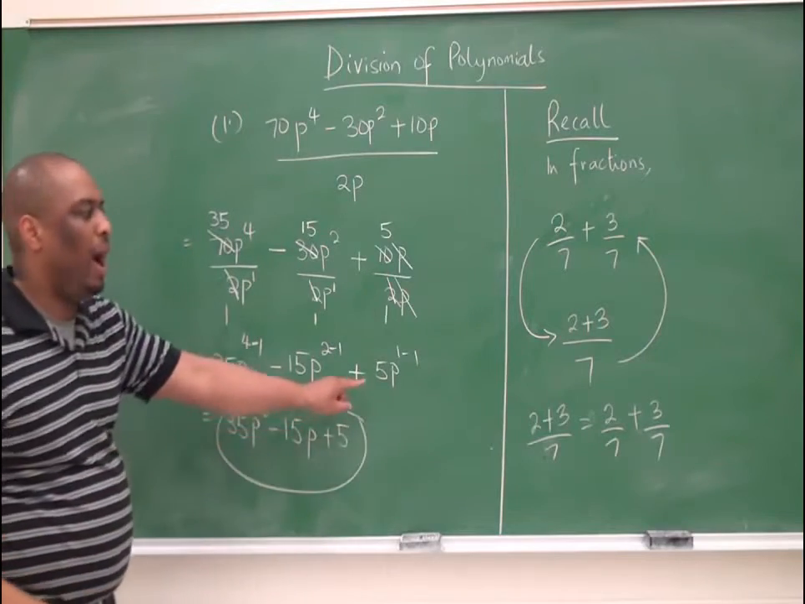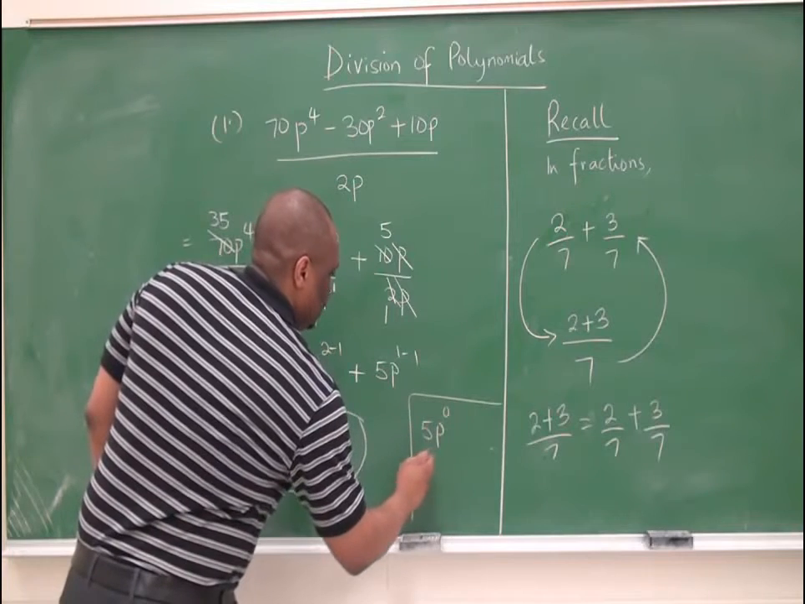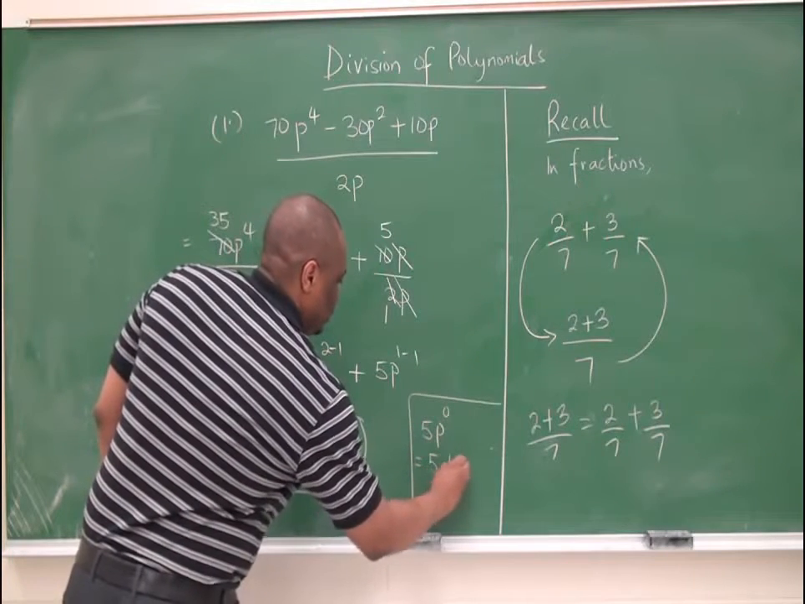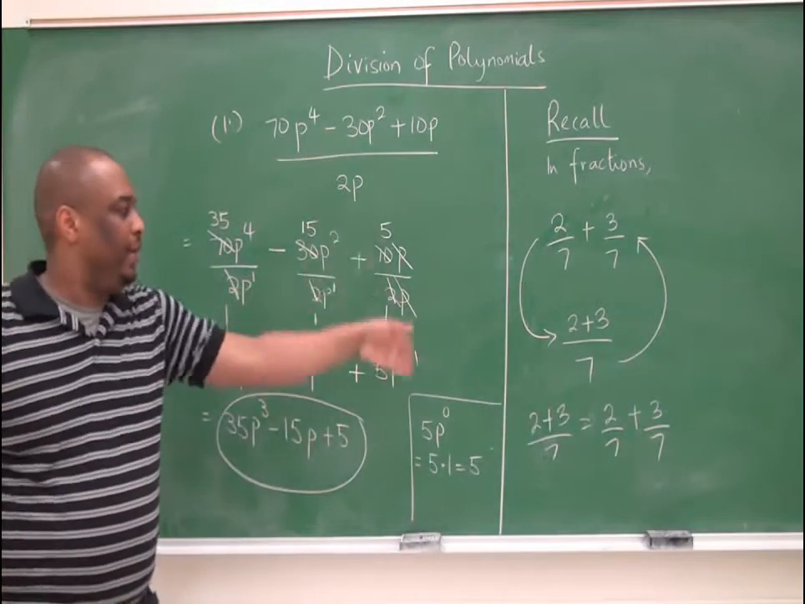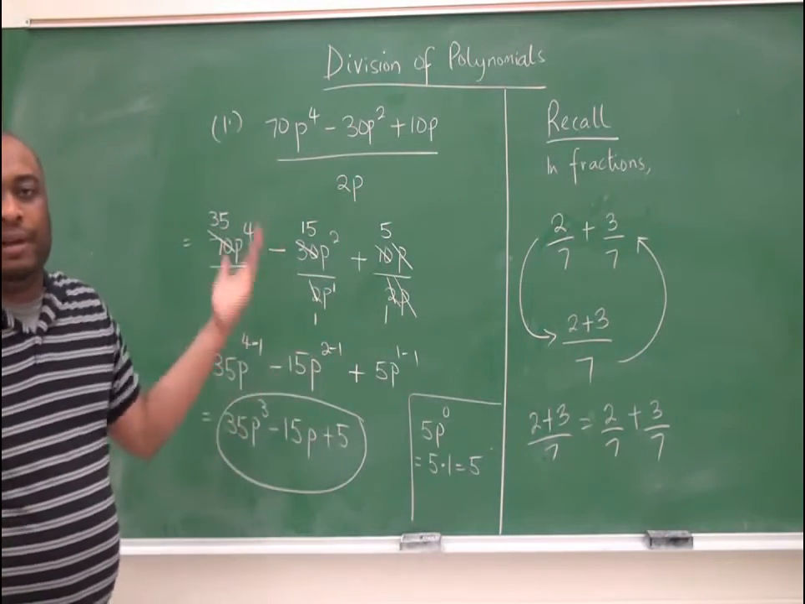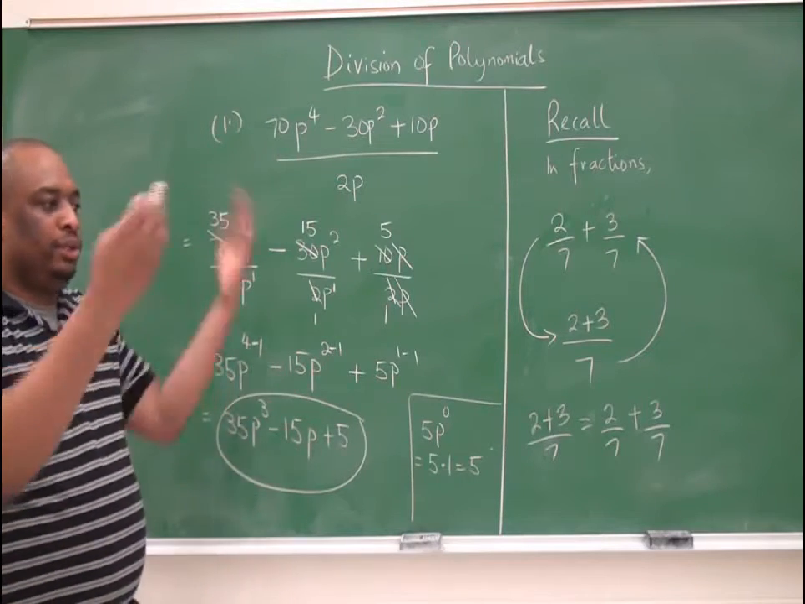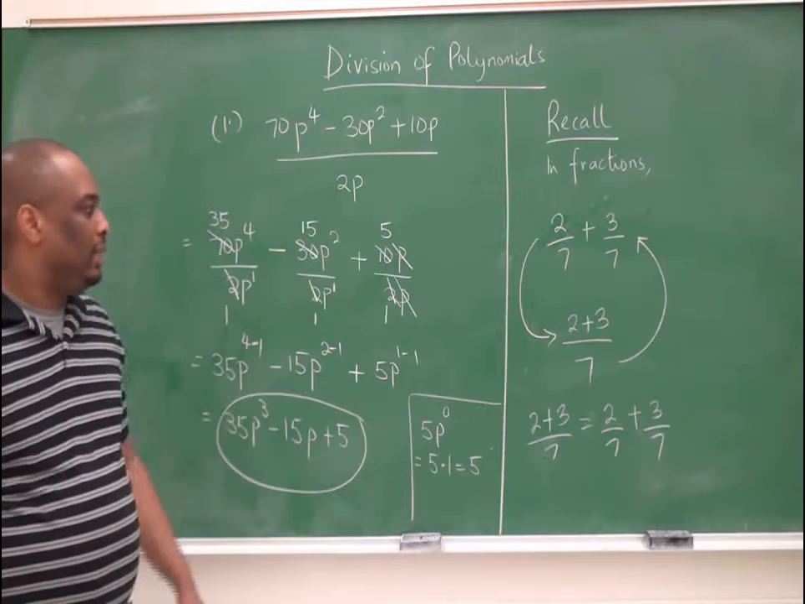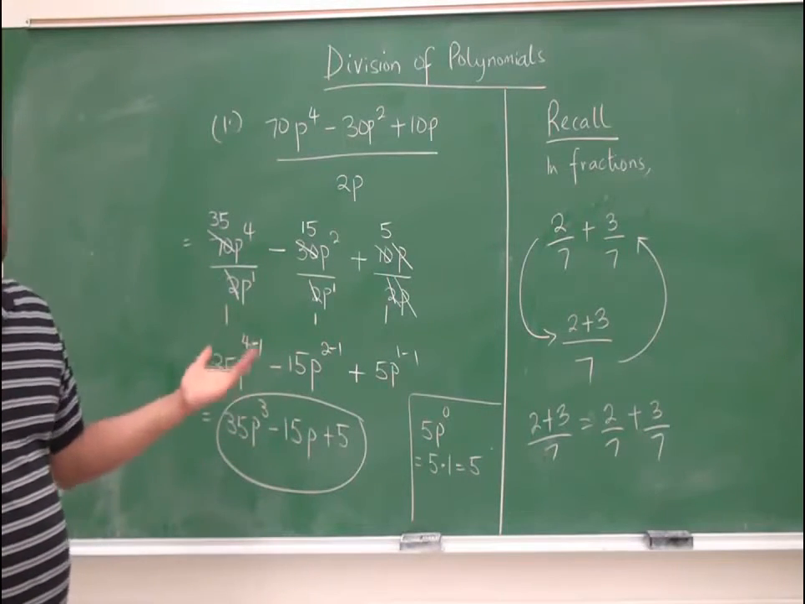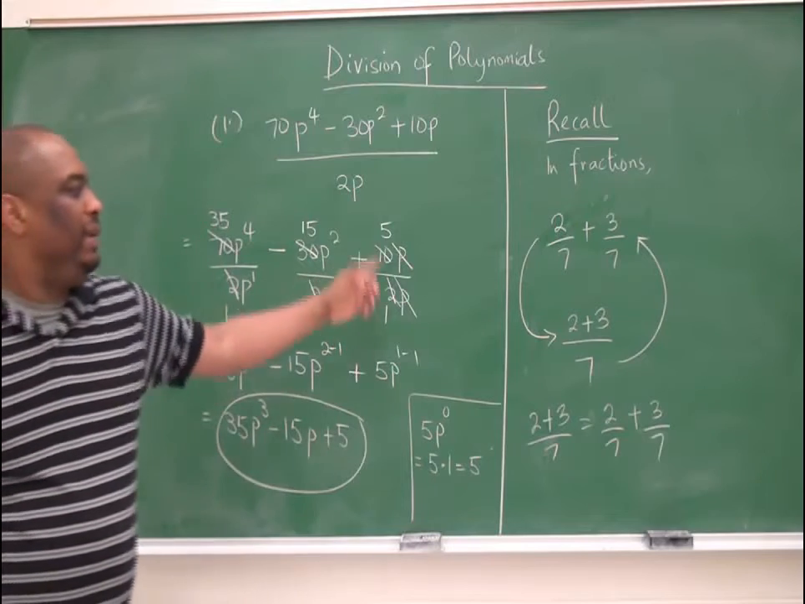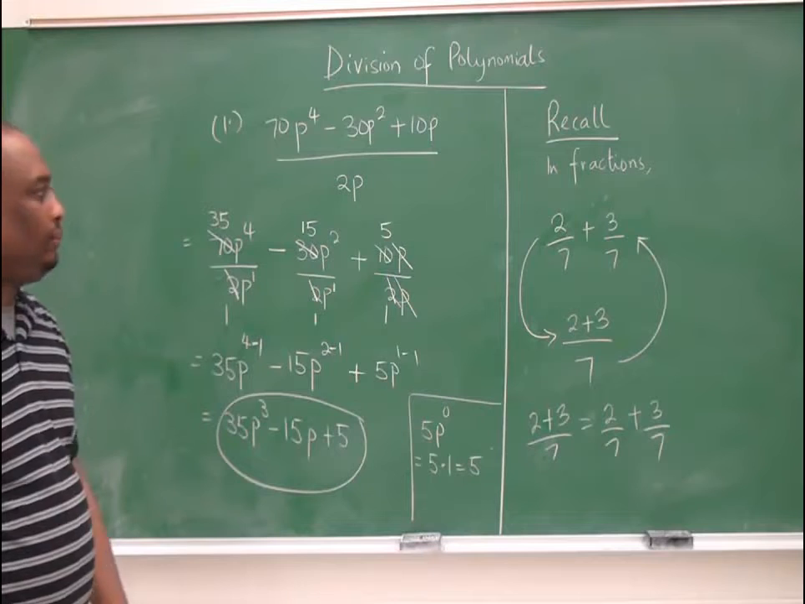Because 5p raised to power 0 means 5 times 1, which is 5. Or you can just do p divided by p. 5 divided by 5 is 1. 20 divided by 20 is 1. Shoe divided by shoe is 1. Samdom divided by Samdom is 1. Mr. C divided by Mr. C is 1. P divided by P is 1. So this becomes your answer.